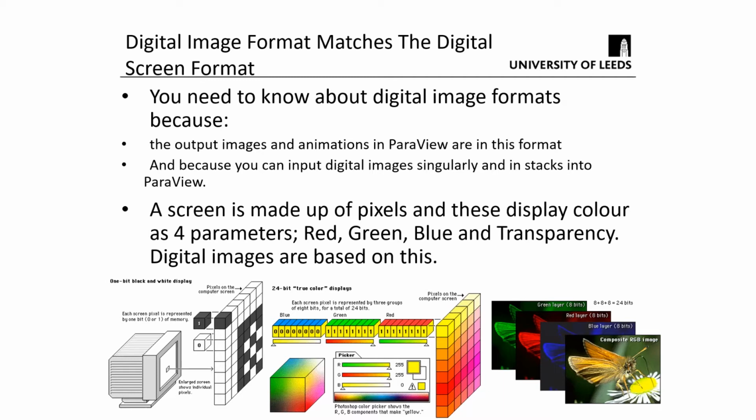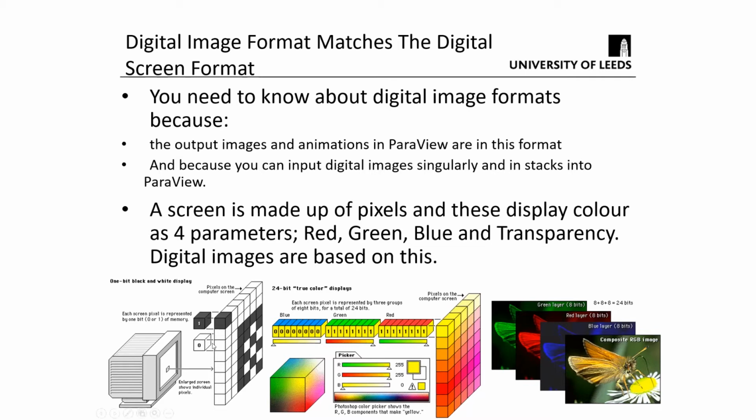So digital images have a data format that relates to what a screen is. A screen has lots of pixels and it's composite color, I think. So red, green, blue, and transparency for each pixel. And that's what the digital image format just copies.